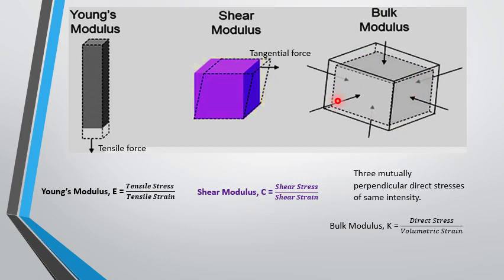So the bulk modulus, 3 mutually perpendicular direct stresses of same intensity. When the object is loaded, 3 mutually perpendicular direct stresses of same intensity act. So the bulk modulus is the ratio of direct stress to the volumetric strain. It is denoted by the letter K. So these are all the elastic constants.